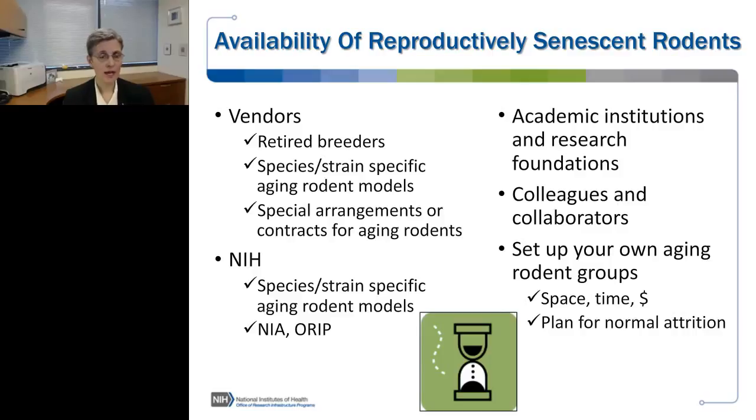But if you do that, you need to make sure that you have sufficient space, time, and money, and that you plan for normal attrition. So for example, if you want 100 animals that are going to be 20 months of age, when you start your aging cohort, you may want to use twice that number in order to make sure that over the time interval that you're aging these animals, you will actually end up with the number that you need.